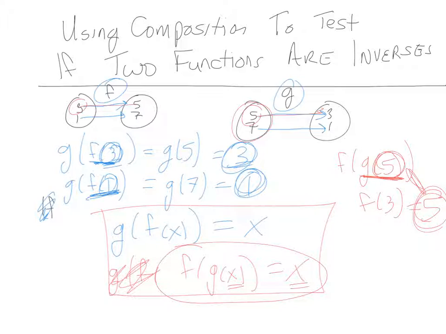And that's what you're going to see coming into play in the next few examples. We're going to compose the functions and hopefully get just x as our answer every single time. If we do not get x, they are not inverses. If we do get x both times, they are inverses.